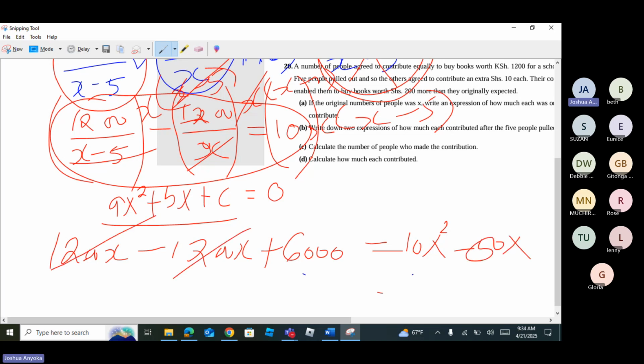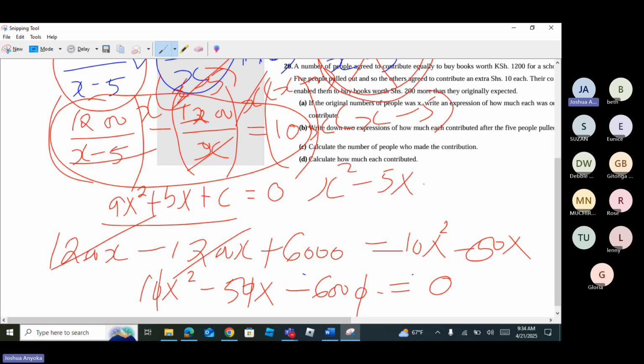Like terms together, 10x squared minus 50x minus 6000 is equals to 0. 10 is common, so we have x squared minus 5x minus 600 is equals to 0.